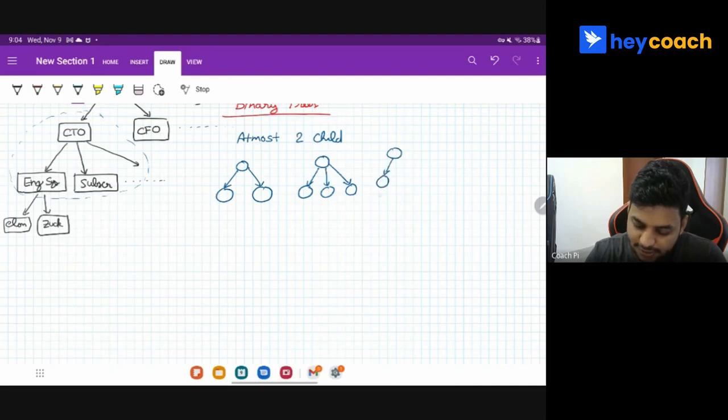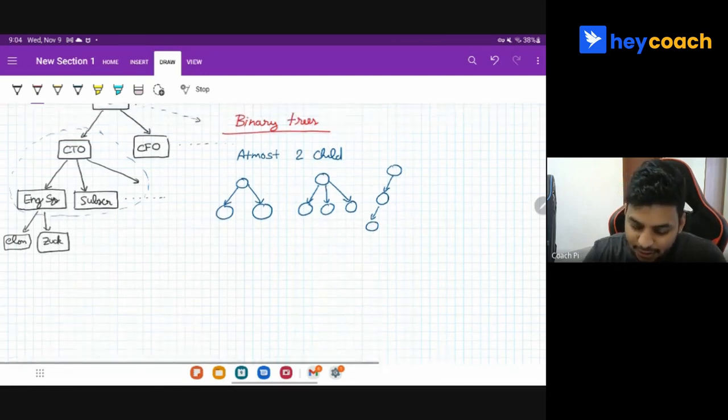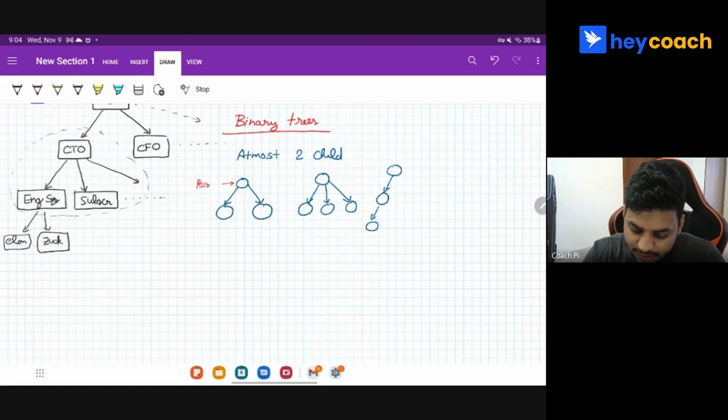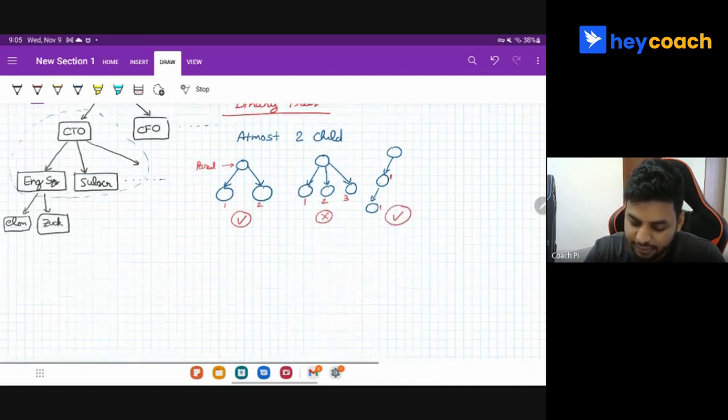One more example. Yeah. So let's come to this. Do you think this is a binary tree? Right. So this node is a parent, and it is having two children, 1 and 2. So this is a binary tree. So here we have 1, 2, 3. This is not a binary tree. Here we see this is a parent and this is one child. This is a parent and this is one child. So this is a binary tree. Okay.